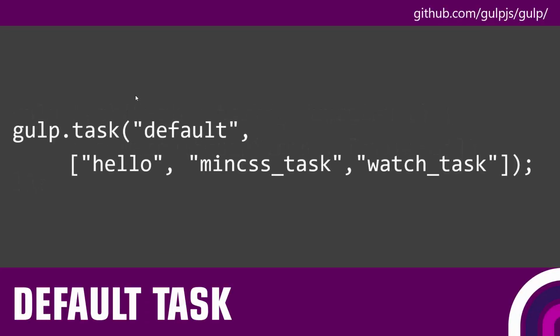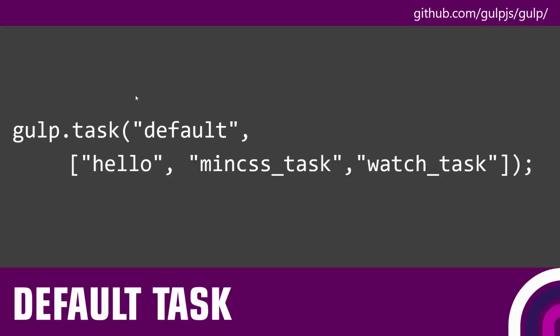The final idea we have here is this idea of a default task. This is what gets executed if you simply run gulp on its own in the console within the context of your project. Now a default task generally will run an array of other tasks. So what's going to happen here when I run gulp is it's going to run hello world. It's going to run the min CSS task and it's going to set up the watch task as well. So it's going to do three things just when I type in gulp.